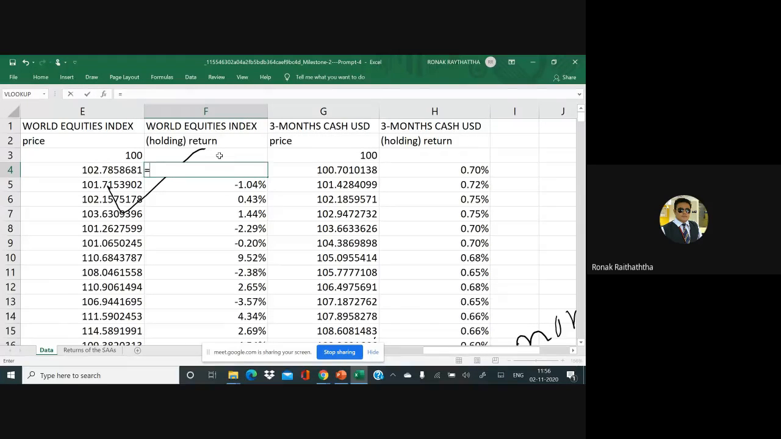Equal to, in bracket, you may do it along with me. They are in the data. Closing minus opening, closing the bracket, divided by the opening, that is E3. Pressing enter. Then you do control C. After Control C you would be moving further.